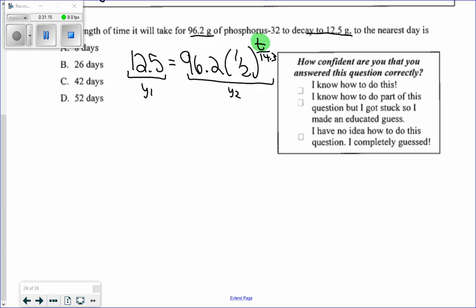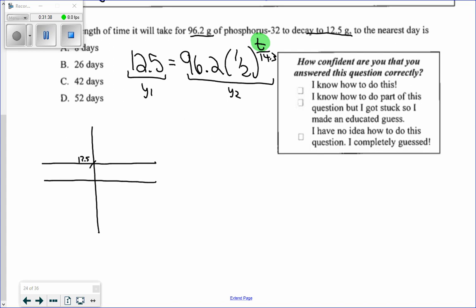Now, just like with polynomials and sine, you need to understand what this thing should look like before you hit graph. So y equals 12.5 is going to be a straight line through 12.5.